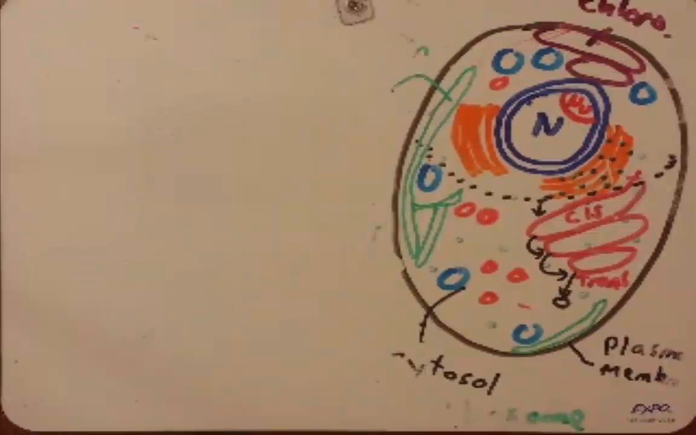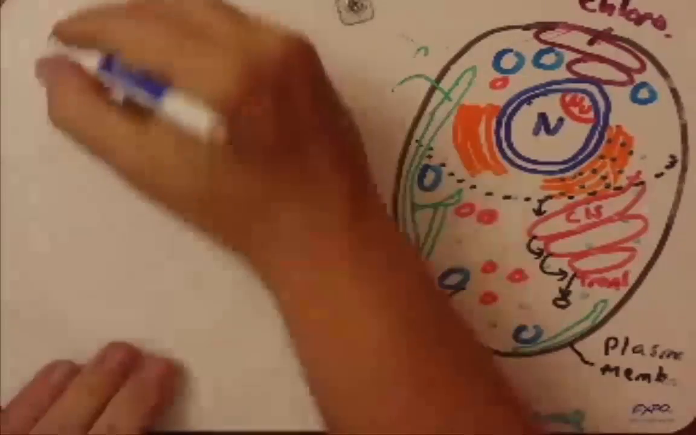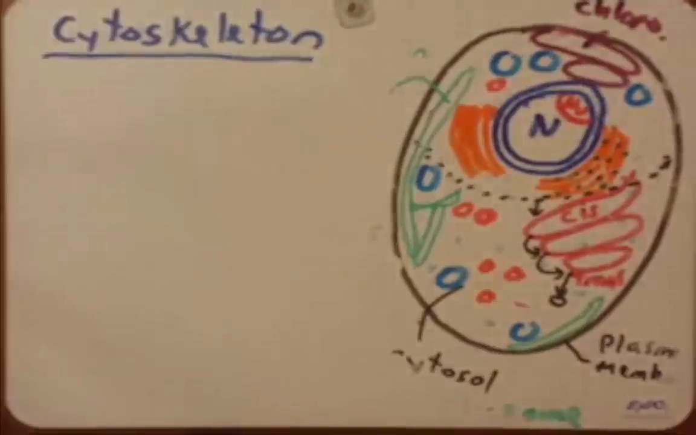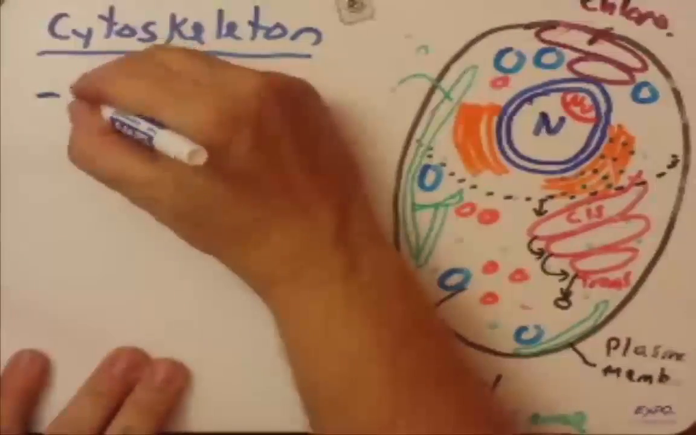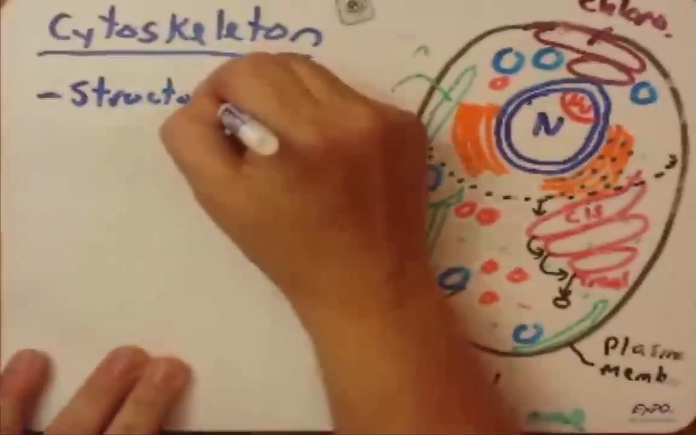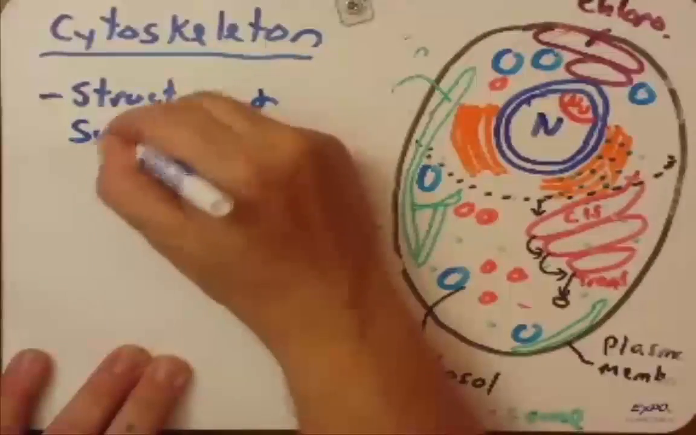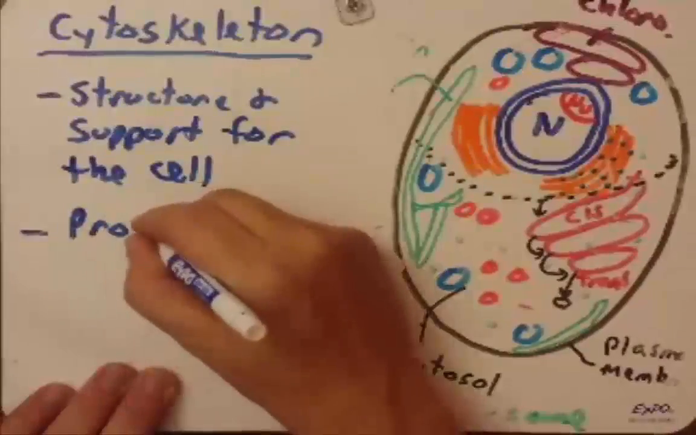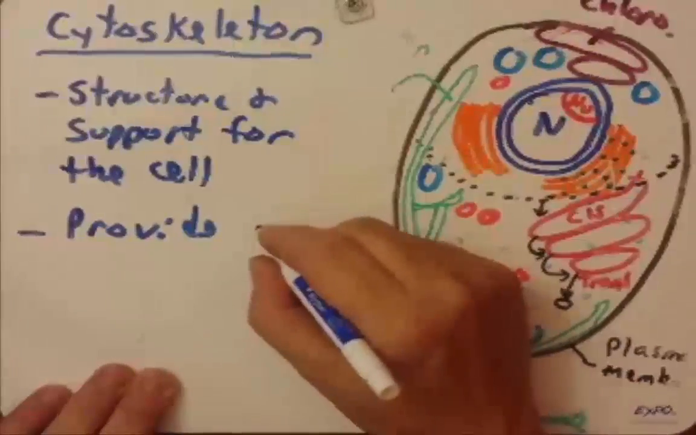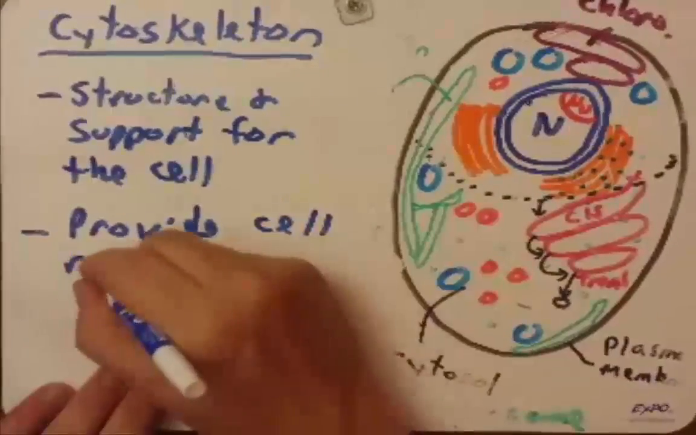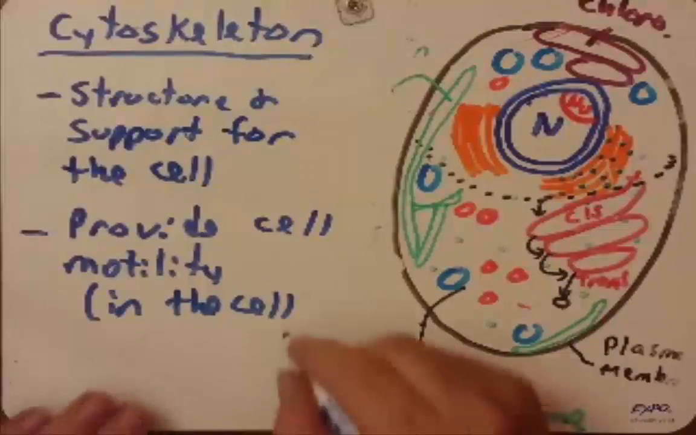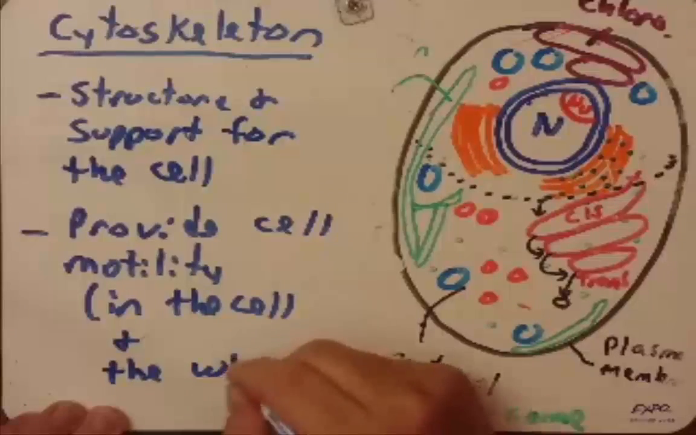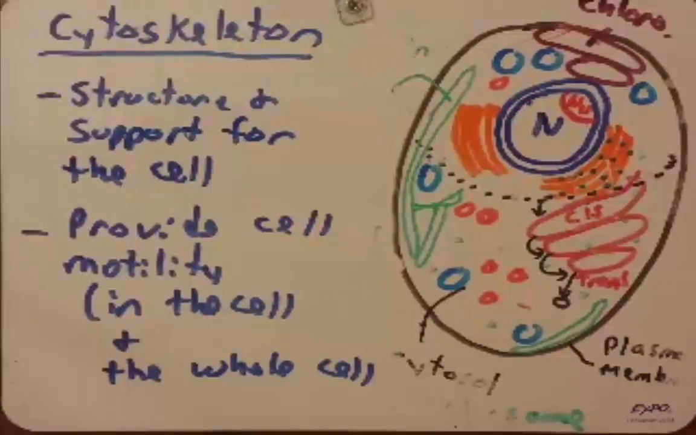And the next thing I want to talk about is the cytoskeleton. It's not an organelle because it's not surrounded by a membrane, but the cytoskeleton is a very important cellular structure. They provide structure and support for the cell, provide motility, well, cell motility, that is, moving things in the cell from one part of the cell to another part of the cell, and the whole cell. So in general, that's what the cytoskeleton does.